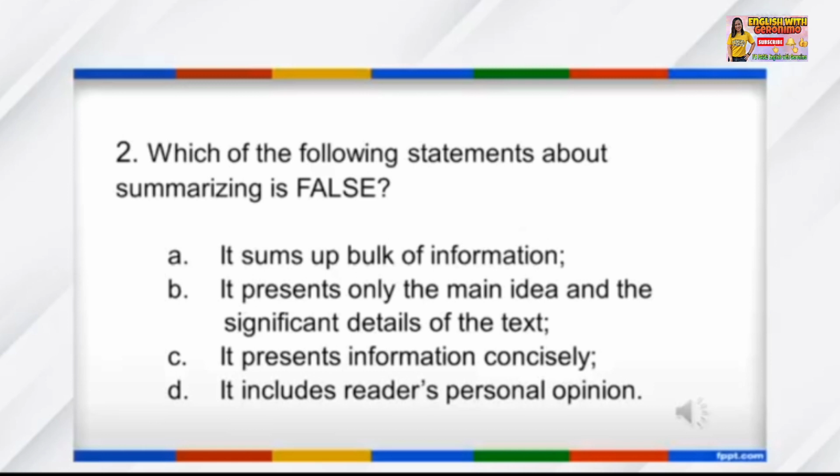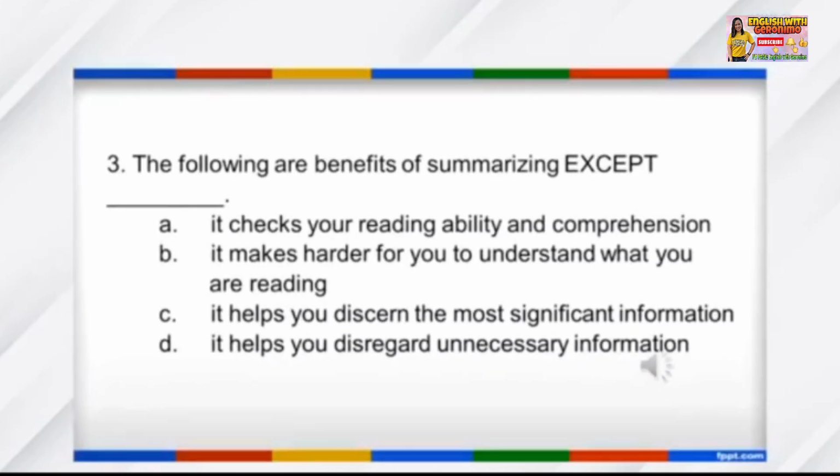Number 2. Which of the following statements about summarizing is false? A. It sums up bulk of information. B. It presents only the main idea and the significant details of the text. Letter C. It presents information concisely. And letter D. It includes reader's personal opinion. Number 3. The following are benefits of summarizing, except A. It checks your reading ability and comprehension. Letter B. It makes harder for you to understand what you are reading. Letter C. It helps you discern the most significant information. And letter D. It helps you disregard unnecessary information.